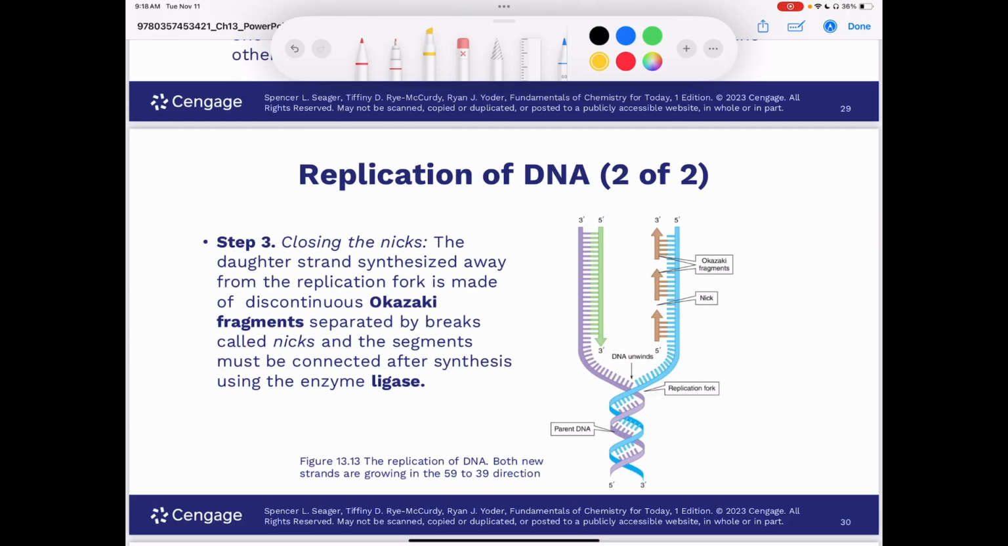And so in step three, closing the nicks, one daughter DNA strand is synthesized without any nicks, but the Okazaki fragments of the other strand must be joined together. An enzyme called DNA ligase catalyzes this final step of DNA replication. The result is two DNA double helical molecules that are identical, each of which consists of one original parent strand and one new or daughter strand.